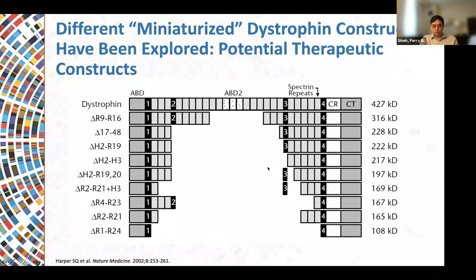A lot of these were done at the University of Washington by a scientist named Jeff Chamberlain. And he basically created all these different DNA versions of miniaturized versions of dystrophin. And he introduced them back into a mouse that has muscular dystrophy. They call it the MDX mouse. And then he went through and tested these mice, you know, on rotor rods, which are basically treadmills for mice, and all these other things that you can do with mice. And also looked at it histologically to see which ones had the most preserved muscle architecture. And there are a number of these which actually turned out to be pretty good.